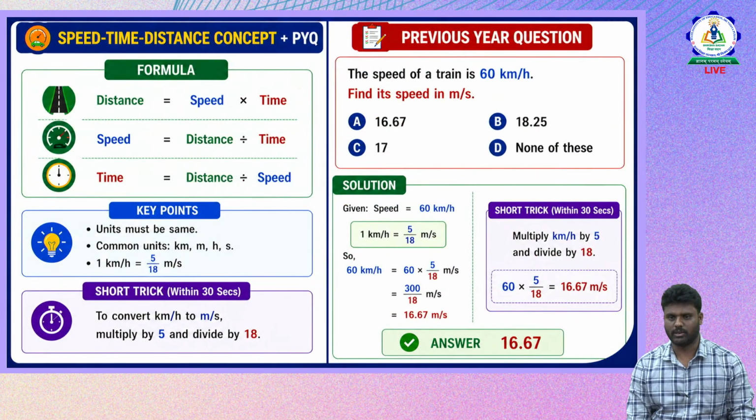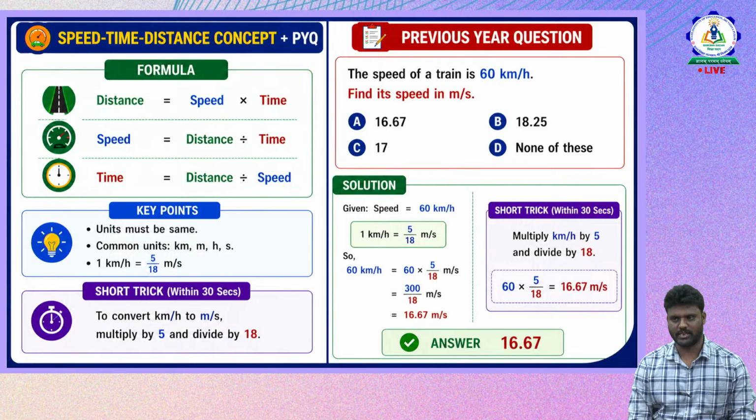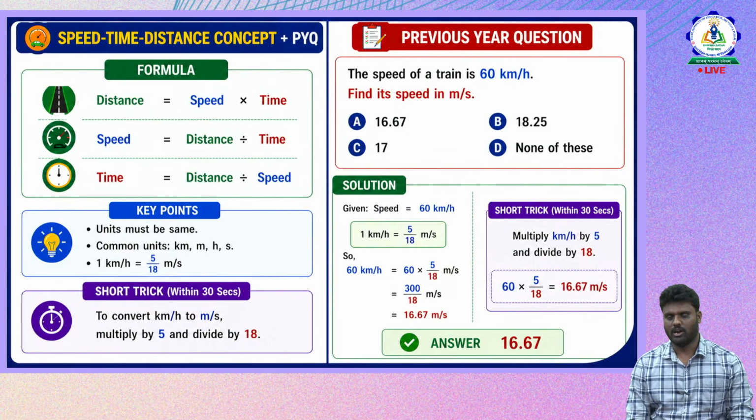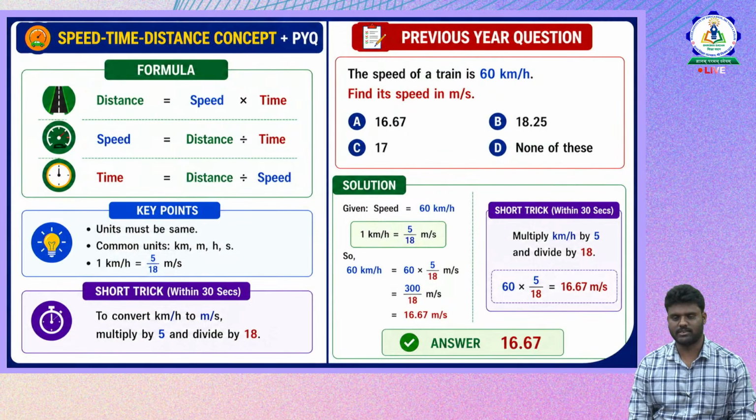Now the next question is, the speed of a train is 60 km per hour. Find its speed in meter per second. Option A is 16.67, option B is 18.25, option C is 17, option D is none of these. So what they are asking is, we need to identify the speed in meter per second. The speed of the train is 60 km per hour, and we need to find its speed in meter per second. So what do we have to do?